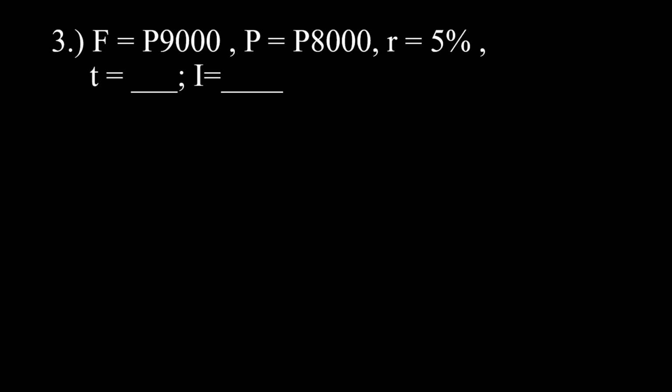For us to solve the time or term, we have to again derive the formula from the original formula of I is equal to PRT. So we will be dividing both sides by P and R.